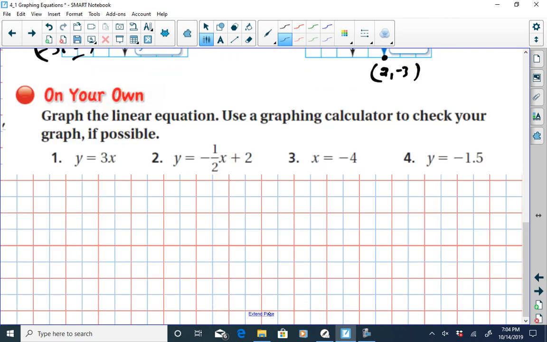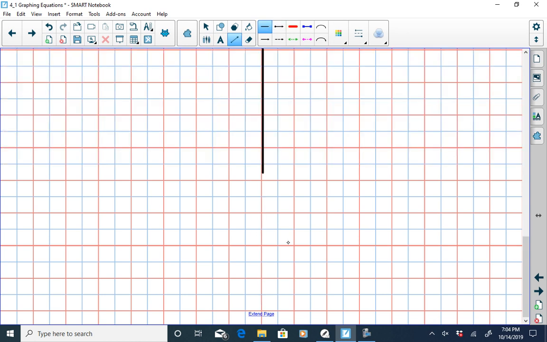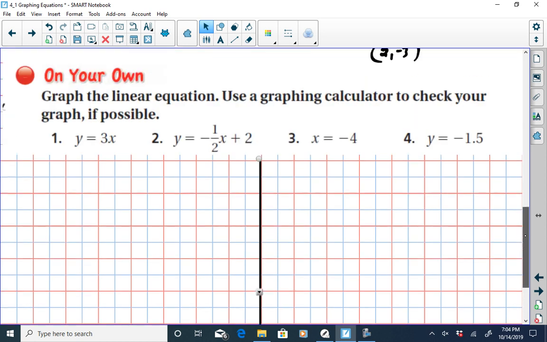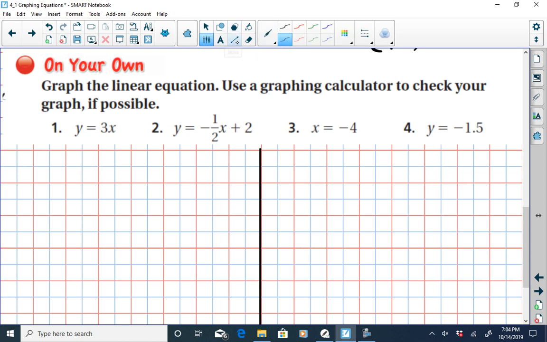Alright, let's go ahead and graph some of these equations here. We're going to use one coordinate plane to do that. So I'm just going to draw one vertical line. Let's extend that a bit, draw that all the way down. And I need a horizontal line. Let's draw a horizontal line.